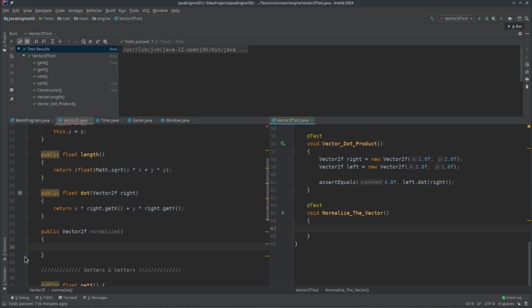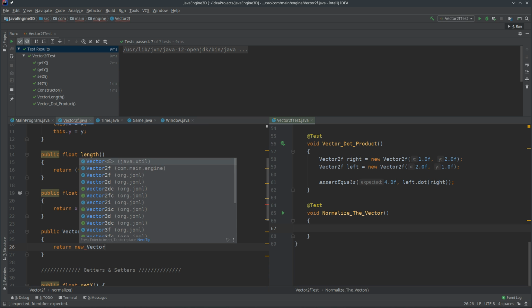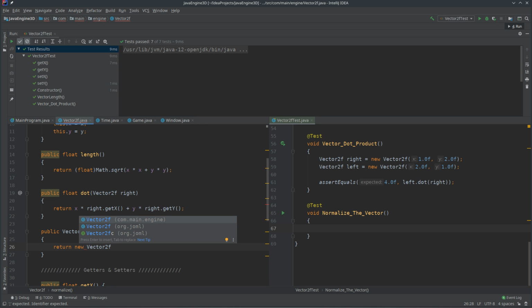Why have I got a red dot? Oh, it's got a return value? No, it hasn't. Whoops. Normalize is a Vector2f. Right, so we've got to have a return value. Return new Vector2f, because we need our test value, and of course it's going to be 0. So that's our return. That red mark should go away now. Yeah, that's our return value. Good. Right.